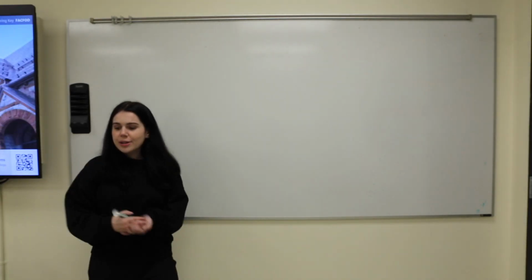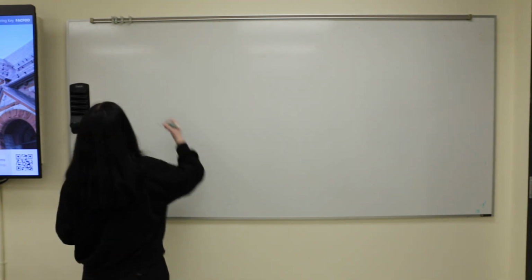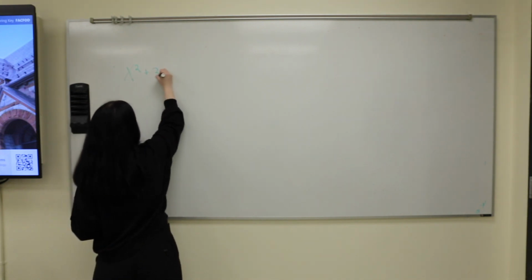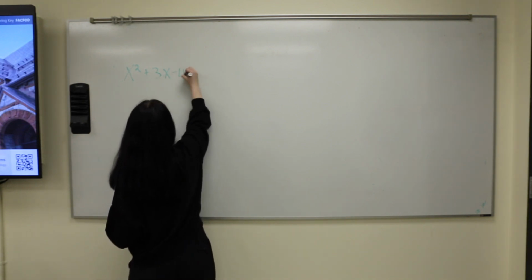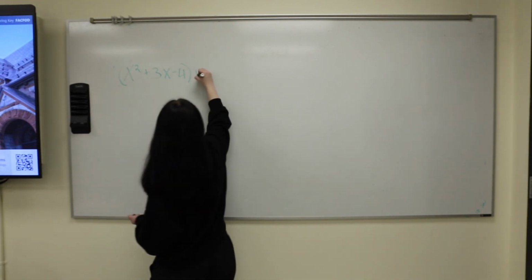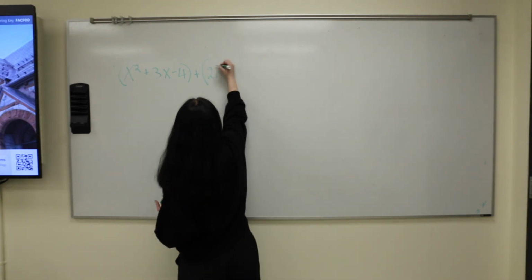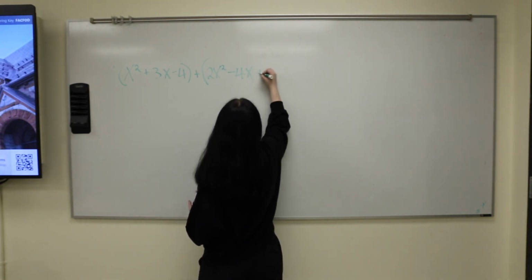All right, the last thing we're going to talk about today is adding and subtracting polynomials. So we're going to talk about adding polynomials with an example. So let's say we have x squared plus 3x minus 4. So that's one polynomial. And we want to add to it 2x squared minus 4x plus 7.